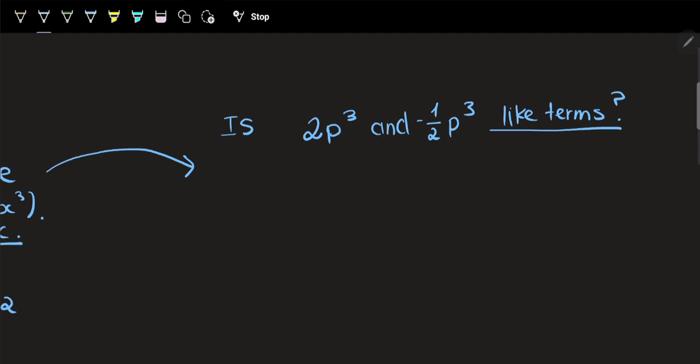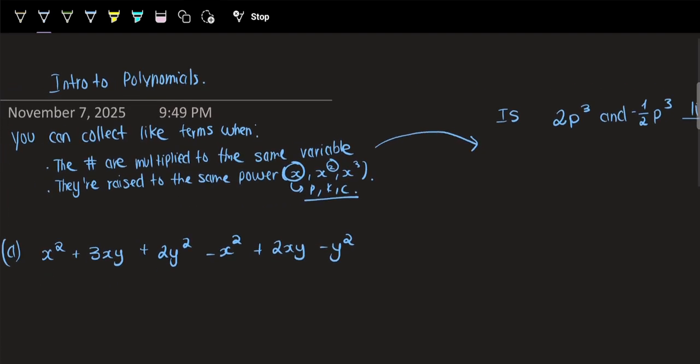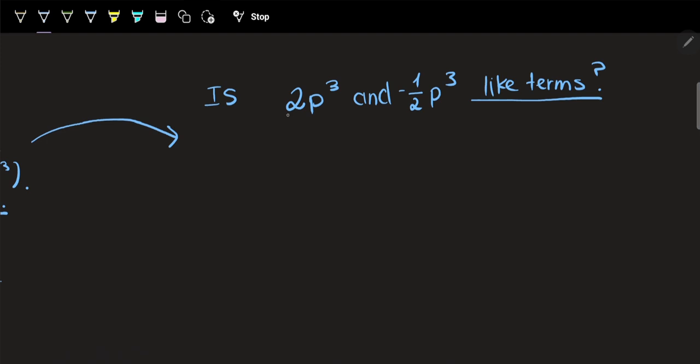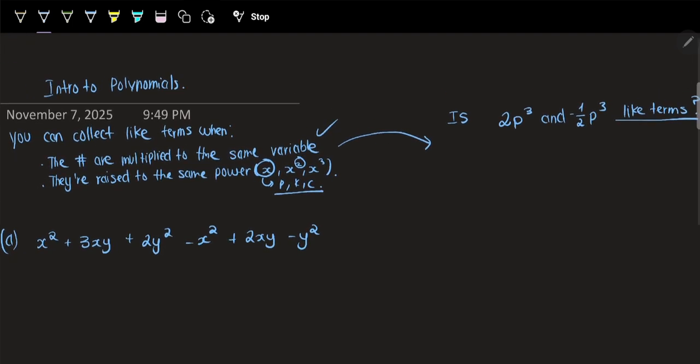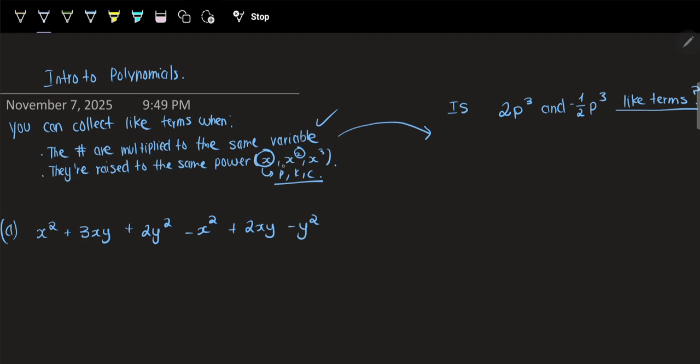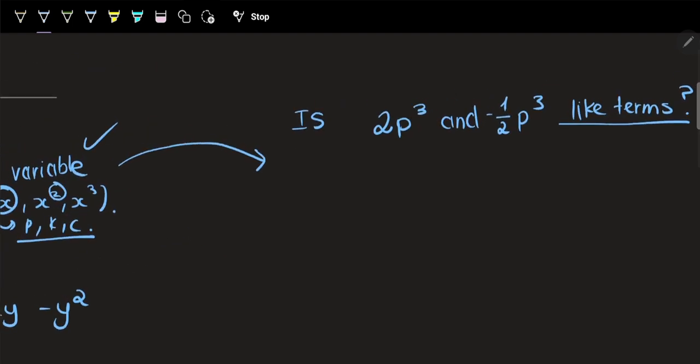Well, we have to check the criteria, right? Are they multiplied to the same variable? 2p and negative 1 over 2 p? Yes, so it satisfies this criterion. But are they raised to the same power? 3 and 3. So yes, it satisfies both criteria. So yes, they're like terms.